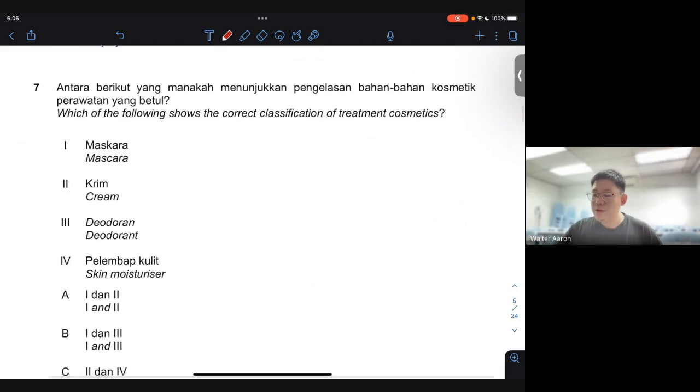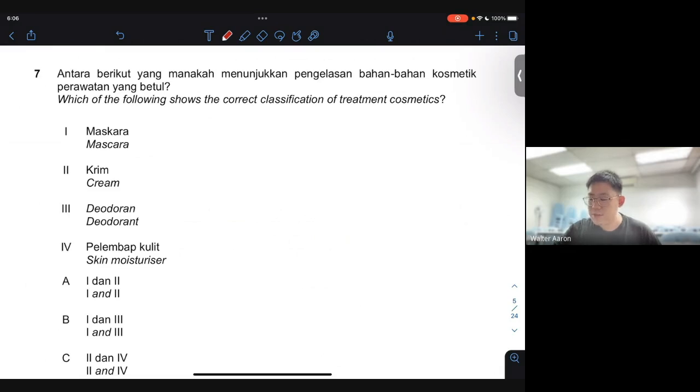Number 7, which of the following shows the correct classification of treatments of cosmetics? Okay, so over here we notice mascara, a treatment cosmetic? No, right? A mascara is something that you put on your eyes. I'm a guy, so I'm not sure about what mascara is used for, but I do see girls use mascara.